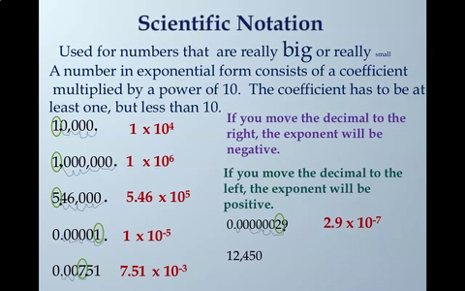Okay, 12,450. I start with that 1. Again, I need the coefficient to be between 1 and 10. So if I put my decimal there, 1.245, that works. Okay, and then I'm going to count. My decimal was at the end because I didn't have one showing. 1, 2, 3, 4 to the left. So I end up with 1.245 times 10 to the 4th.